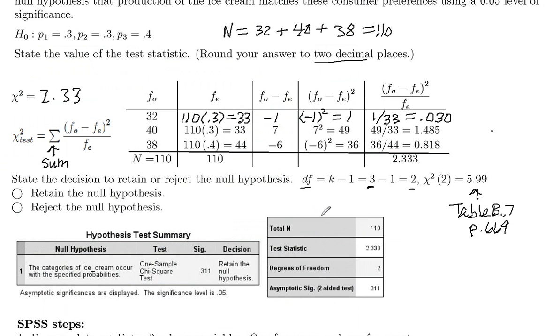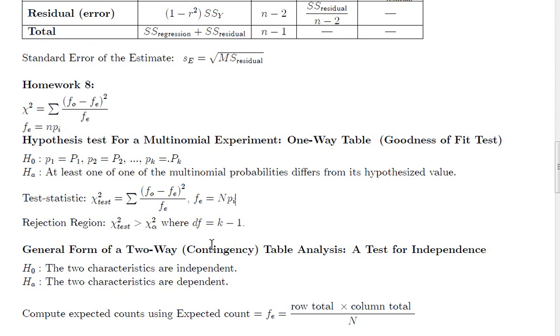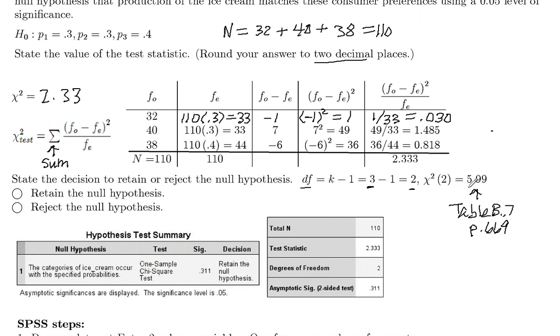And then what we see here is if we compare these two, remember, if you do this by hand, your rejection region is if your test statistic is bigger than your critical value. Well, here's our test statistic, 2.33, and it's not bigger than 5.99. Our 2.33 here is less than 5.99. So we are not going to reject, we're going to retain the null hypothesis. So that's doing it by hand.